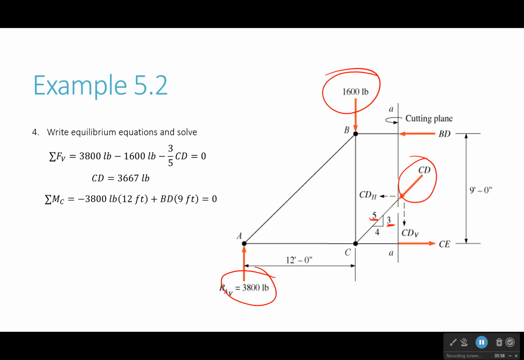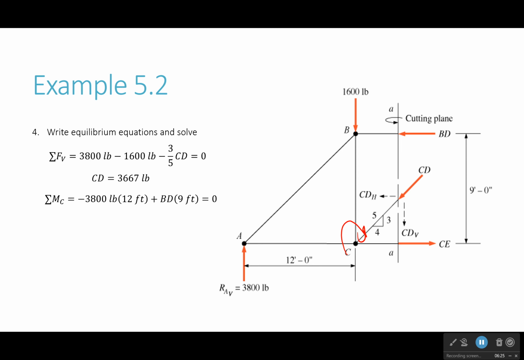Shouldn't be an issue. Now I'm going to take the sum of moments at C. I could have done it at other points now because I've gotten rid of that one unknown. But if I did it around point B, I would still have to take into account the horizontal component of that force. I don't want to do that. That's just more work on me. So instead of doing that, I'm going to make it easier on myself and just take the sum of moments around this point. So it doesn't even have a component.